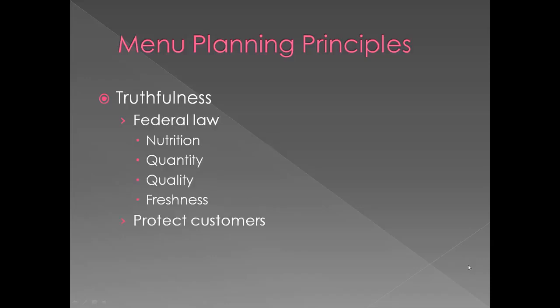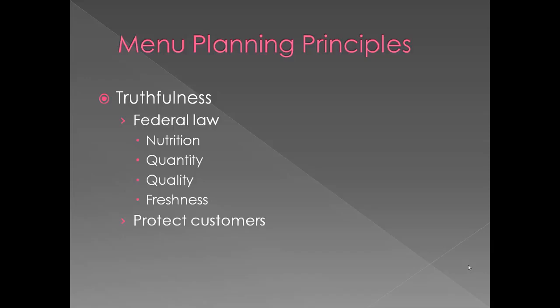Truthfulness. This is required by federal law. You must be truthful with respect to nutrition, quantity, quality, and freshness. And this protects customers. If customers go to your restaurant and you tell them that something is gluten-free, it must be gluten-free because eating gluten will make them very sick. A lot of restaurants, I'm thinking Applebee's has Weight Watchers items on their menu, and so the nutritional information for that must be accurate. And as you know, a lot of that's changed in the past couple of years where restaurants are now having to tell you how many calories are in their food choices so that customers can make better decisions based on what their physical needs are.